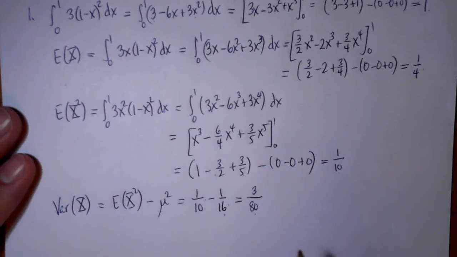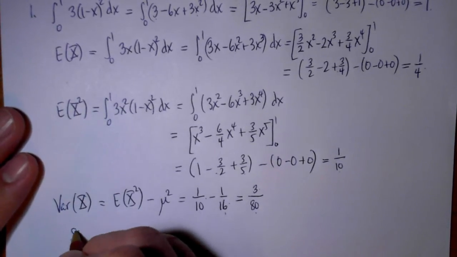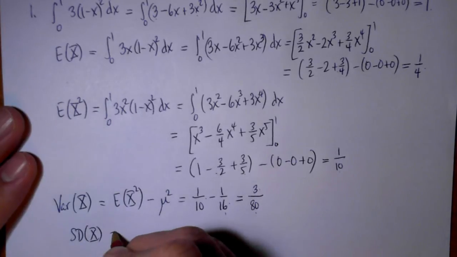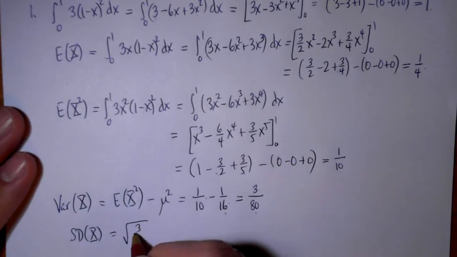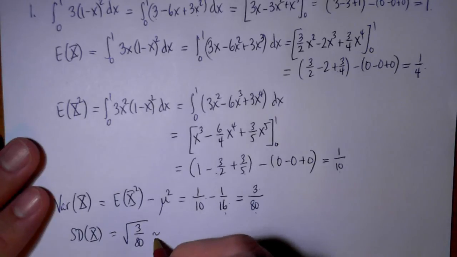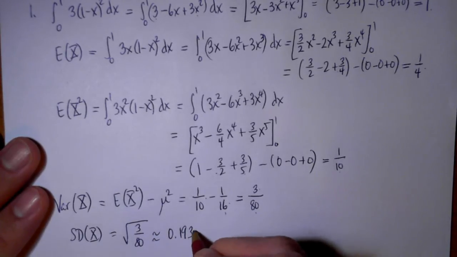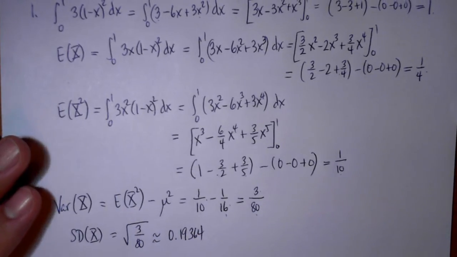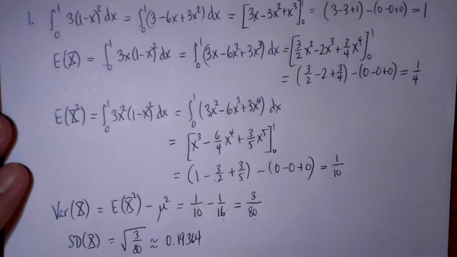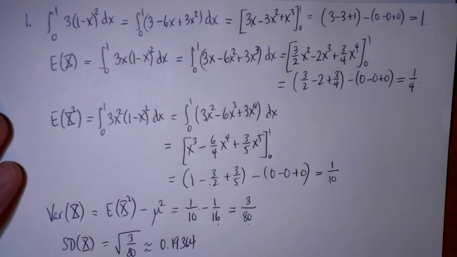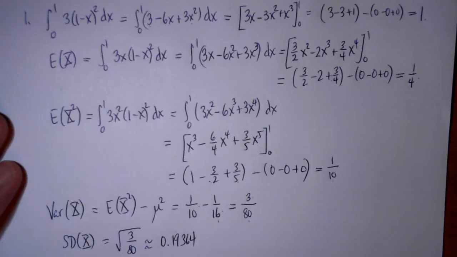The question did not ask for this, but the standard deviation of x would then be the square root of the variance, the square root of 3/80, which is approximately 0.19364. And so that would be the mean and the variance, and just for fun, the standard deviation for this random variable.